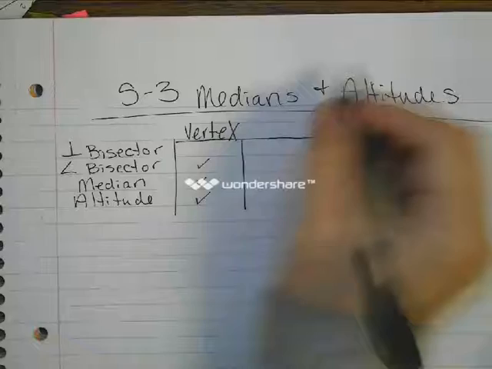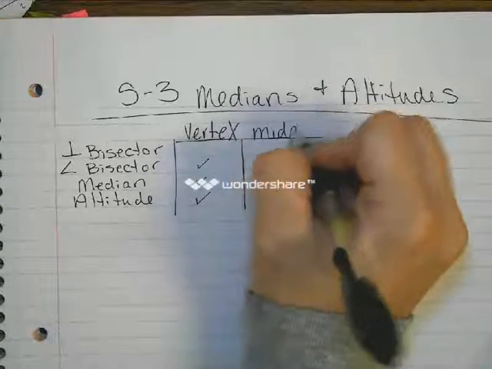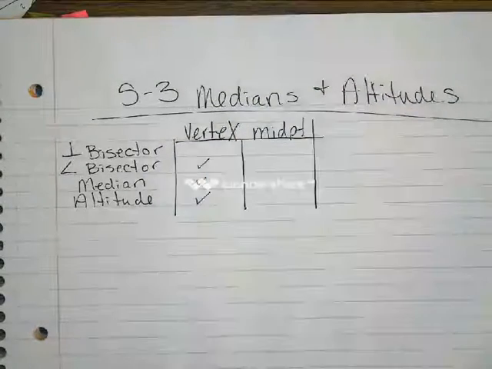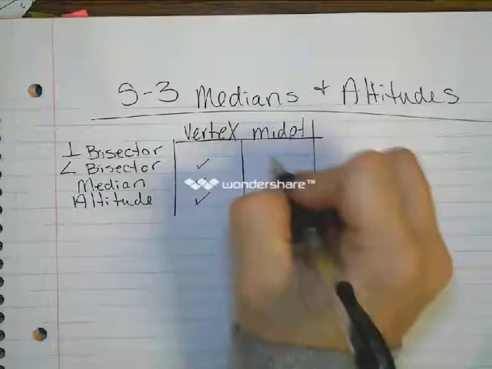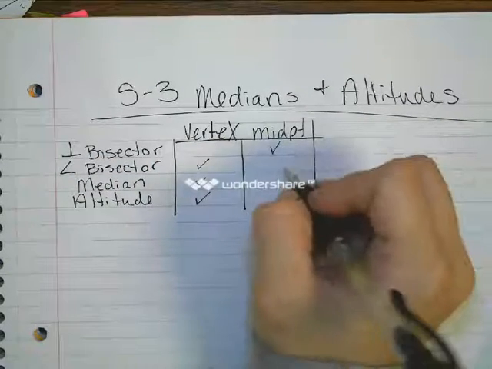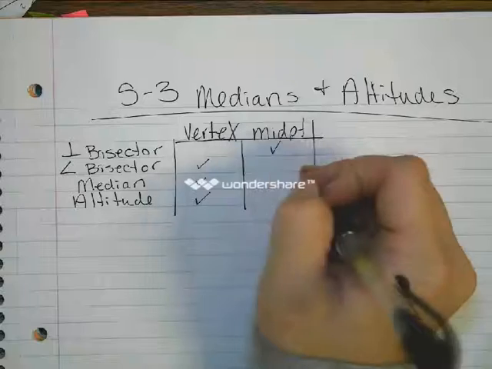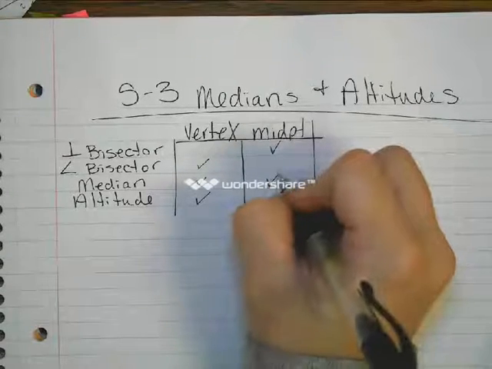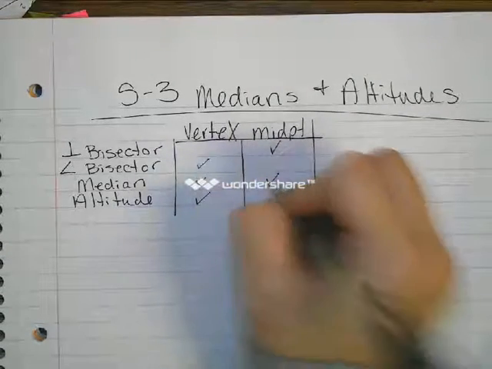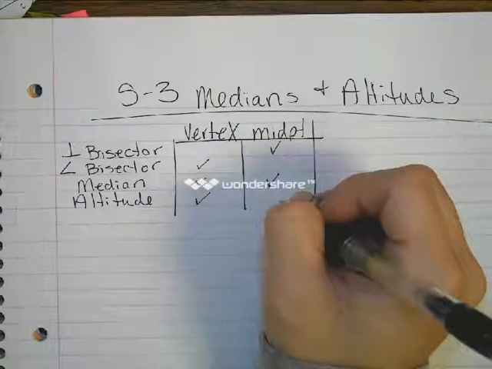Okay. Midpoint, which one of these goes through a midpoint? Does a perpendicular bisector? Yes. Does an angle bisector? No, not necessarily. Does a median? Yes, it's part of the definition. The median has to go through a vertex and a midpoint. Altitude does not necessarily go through a midpoint.